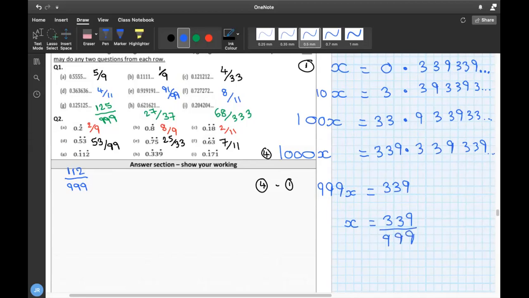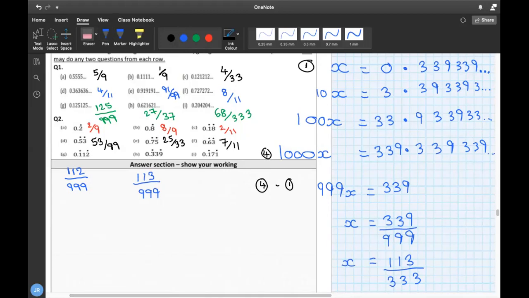Okay, there's lots of 9s, lots of 3s here, so straight away I'm going to try dividing by 3. Will that work? Yes, 339 divided by 3 will give you 113. 999 divided by 3 will give you 333. And we cannot simplify that any further. Okay then, let's just write our answer in here. So that was 113 all over 999, and we'll do the final example out in full.